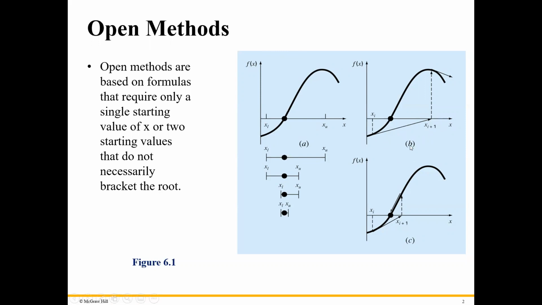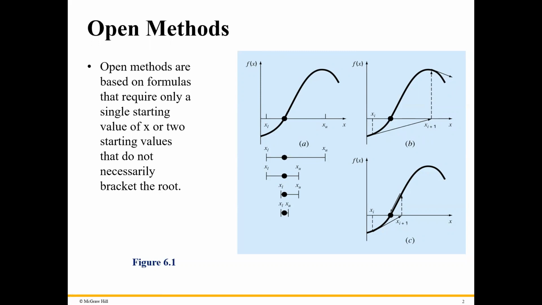So in this case, in B, you can see that from xi, you are moving to xi plus 1. Then we are moving away from the root of the equation. And here you can see that it is taking it in some other direction. So in this case, this is the example of the open method.